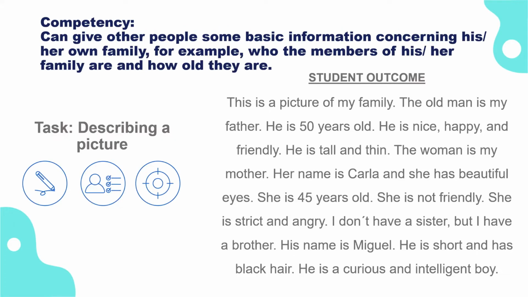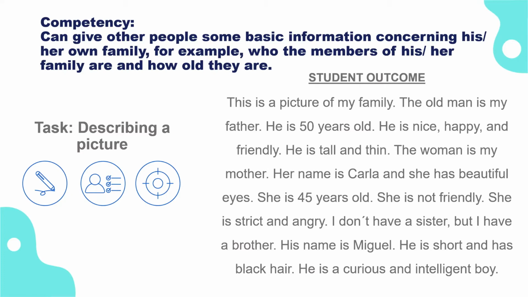Let's start by analyzing a possible student outcome for the task describing a picture to measure a specific competency. The student can give other people some basic information concerning his or her own family, for example, who the members of his or her family are and how old they are.